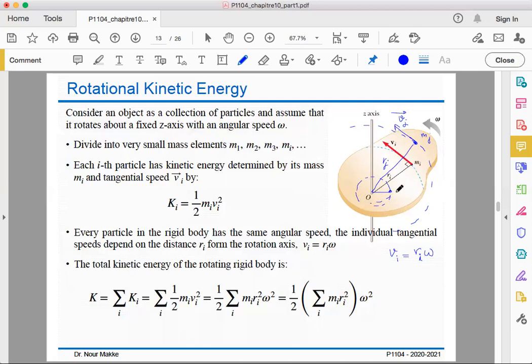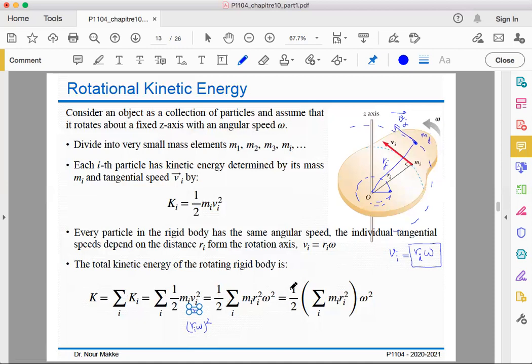So each particle has a different tangential velocity, because this tangential velocity is equal to r multiplied by omega, and the radius of the circle traveled by each particle is different from the other. For this reason, all the particles in the rigid body have the same angular speed, which is omega, but they don't have the same v, because v is equal to r multiplied by omega. So now if we substitute vi by ri times omega, all squared, we get that the kinetic energy is equal to half times the sum over i of mi ri squared times omega squared.